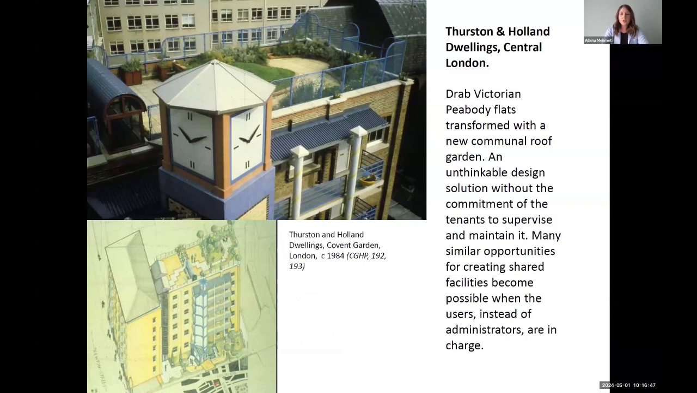We also can see the Thurston and Holland dwellings, which transformed into a new communal rooftop. And we can see many practices nowadays converting the rooftop into a community-based design where the community can help maintain it, not a single person or, for example, a worker, but it should be the community which can also benefit and also maintain this kind of project and design.